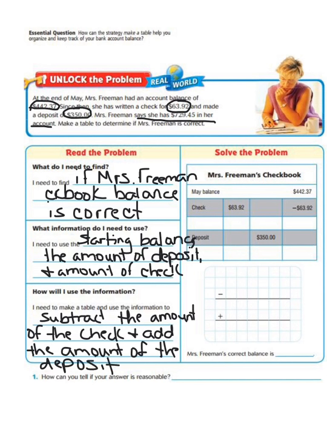Okay, so we see that her May balance was $442.37. Now when she wrote her check, that gets subtracted. So 442 minus 63.92 gives us a total of $378.45. Okay, and then she made a deposit. We know the deposit is adding to her account, so we would then add the $350 to our $378.45, and that is going to give us a total of $728.45.